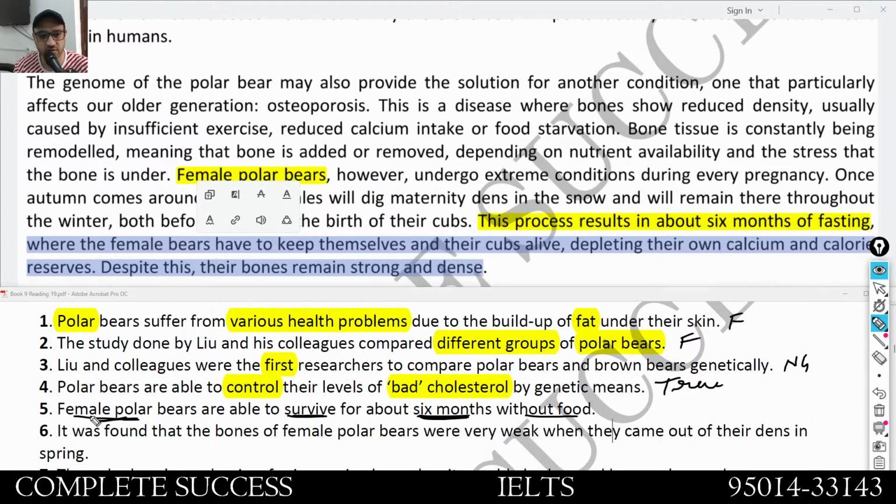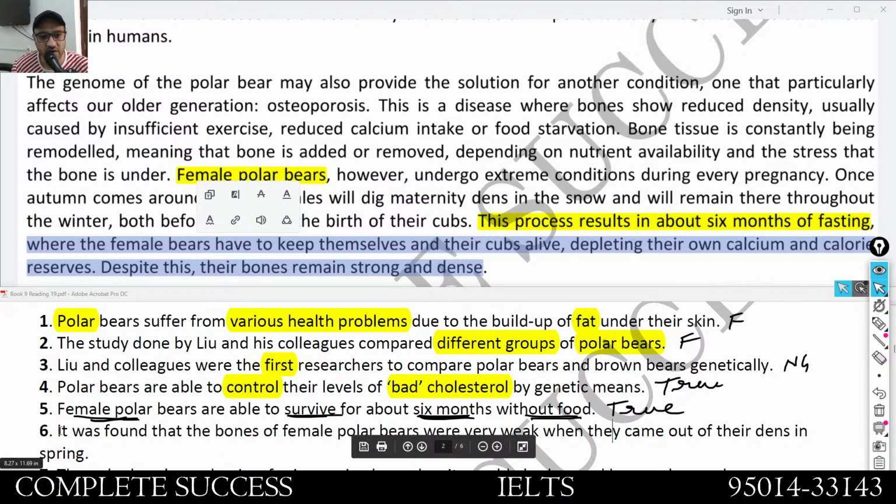Now polar bears, female polar bears, they survive for 6 months without food. They remain in that den and she keeps her cubs alive. So the female bear keeps her cub alive for 6 months, means the whole process goes for 6 months. She doesn't eat anything in the process of these 6 months.